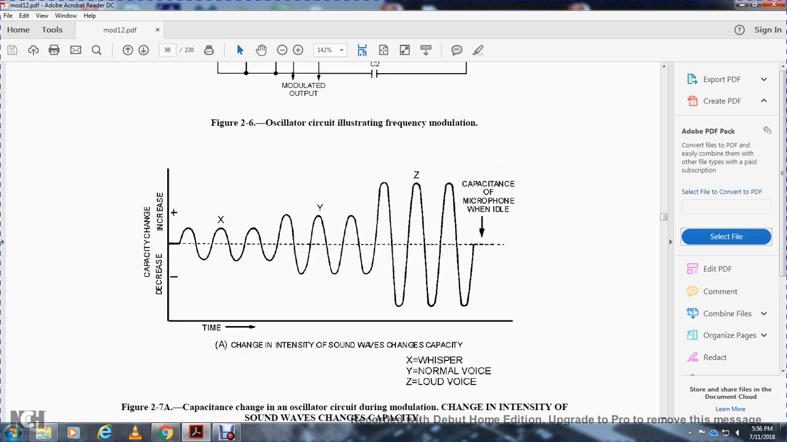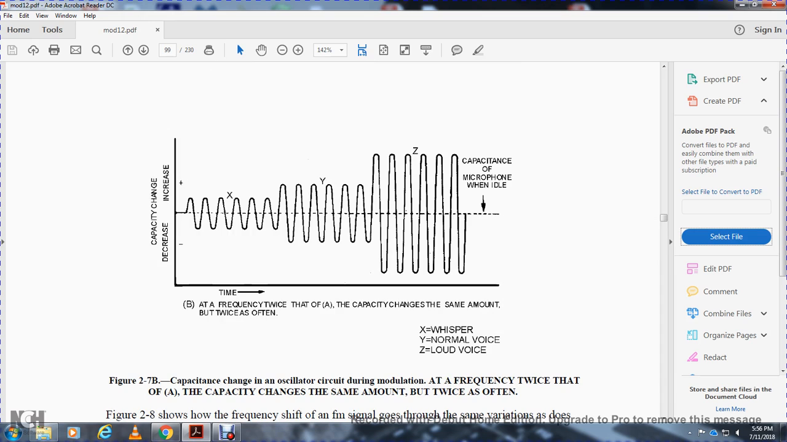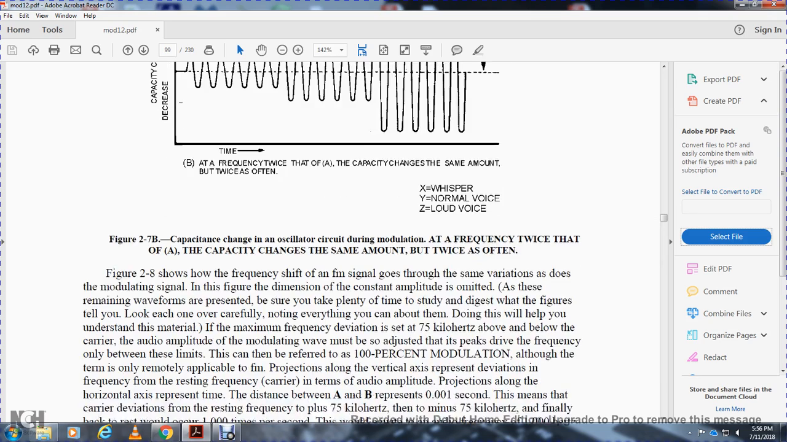The capacity of the microphone decreases and increases in time, changing with the instant of the sound wave, from whisper to normal voice. X is whisper, Y is normal voice, Z is loud voice. This is the capacity of the microphone when idle. If the frequency is twice as high, the capacity changes by the same amount but twice as often.